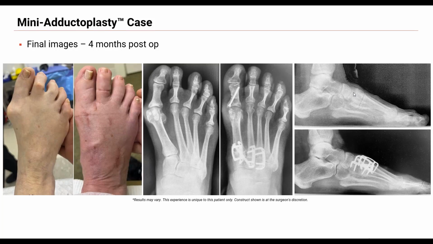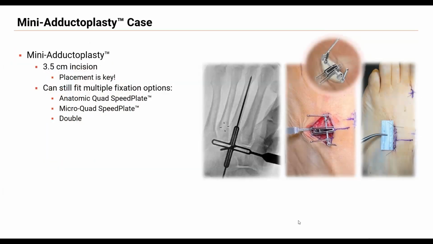And another point to make about the mini adducto, which I believe might be on the next slide, is that you can fit multiple different types of fixation in that incision. So even though it's only 3.5 centimeters, you can do your anatomic quads, you can do your micro quads, you can do doubles depending on the anatomy. So if, let's say, the cuneiform is small and you can't fit a quad in, you can just do the double, but you still can fit most of your fixation through that small incision as long as you place it properly. And that's one of the keys with this.